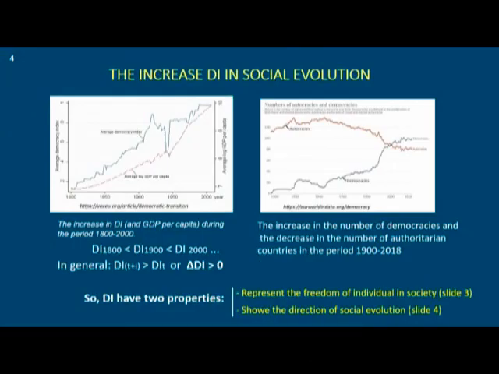Slide 4. The increase in DI during social evolution. Data from the website on the screen shows that over the past 200 years, human society has developed in the direction of increasing democracy, as demonstrated by an increase in the democracy index, DI, and an increase in the number of countries with democratic institutions. Thus, DI increases during social evolution.